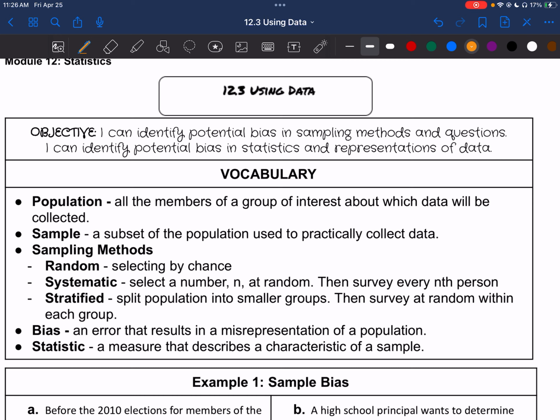Our objective for today is that I can identify potential bias in sampling methods and questions, and I can identify potential bias in statistics and representations of data.